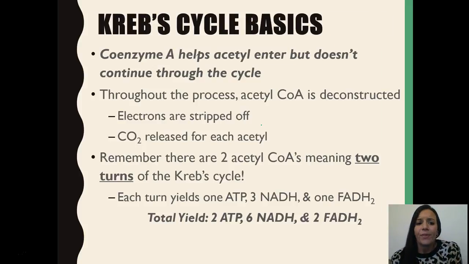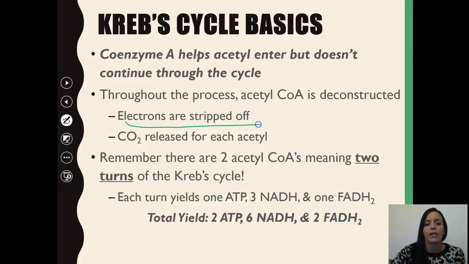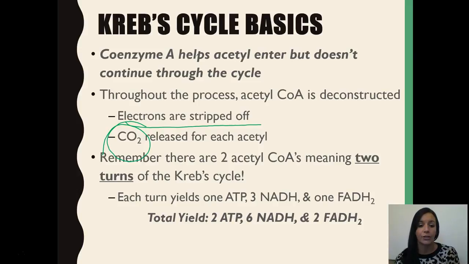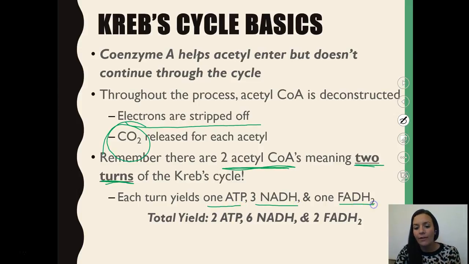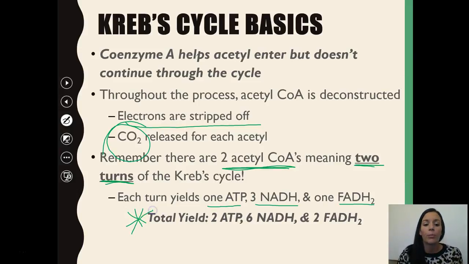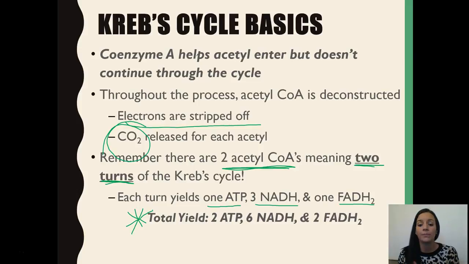So the Krebs cycle, that coenzyme A that we talked about, it helps that acetyl-CoA enter, but it doesn't continue through the cycle. So we just have acetyl-CoA going, and that's slowly deconstructed. Those electrons are going to get stripped off, and we release more carbon dioxide here for each acetyl that enters. So remember, once again, there's 2 acetyl-CoAs, meaning there's 2 turns of the Krebs cycle. It has to happen 2 times. And each turn yields the following. We get 1 ATP, 3 NADHs, and 1 FADH2 for a total yield per 1 molecule of glucose. We're getting 2 ATP, 6 NADH, and 2 FADH2s.